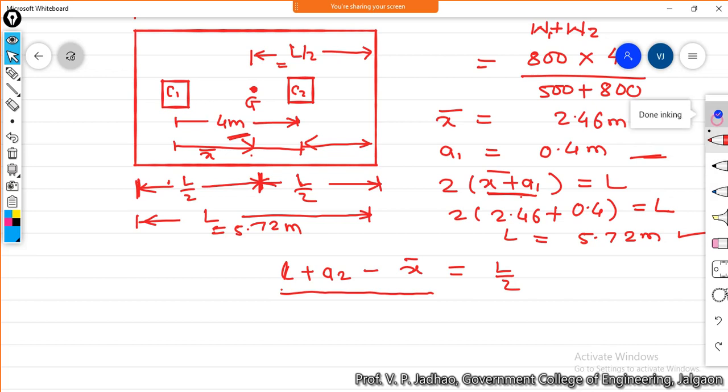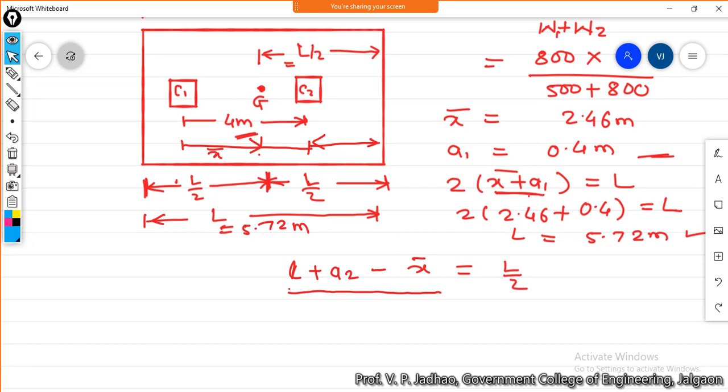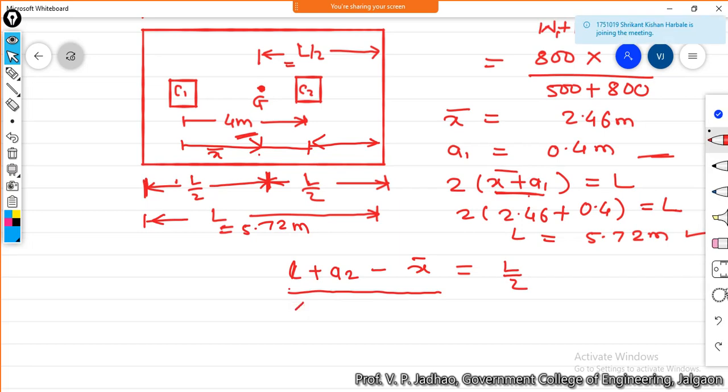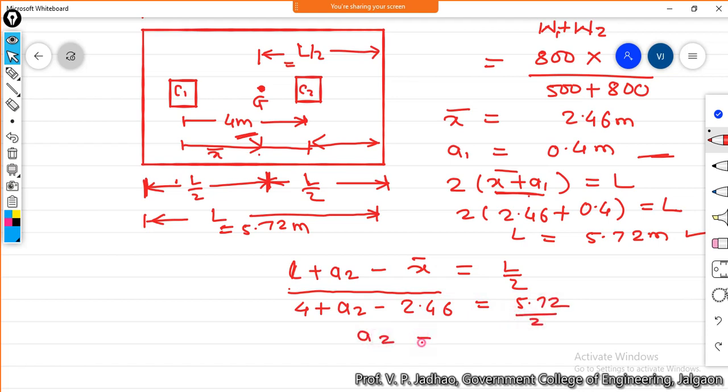Therefore put all the required values. We don't know the value of a2, but we know L. So 4 plus a2 minus x bar is 2.46 meter, that is equal to L, which is 5.72 meter divided by 2. We solve this equation, we will get a2 is equal to 1.32 meter. So this particular distance a2 is 1.32 meter.